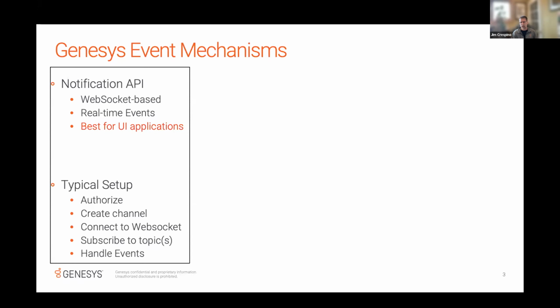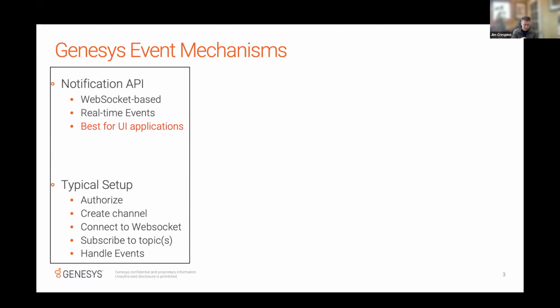The typical setup for using this WebSocket-based notification API is to, just like everything with Genesys, authorize, or use OAuth, and get an access token. You create what we call a channel, and I'll talk about what that is in a bit. With that channel, you attach a WebSocket to it. You subscribe to topics. We have a number of topics, which I'll be showing you today. And then you sit back, and events will be delivered to you, and you handle those events.